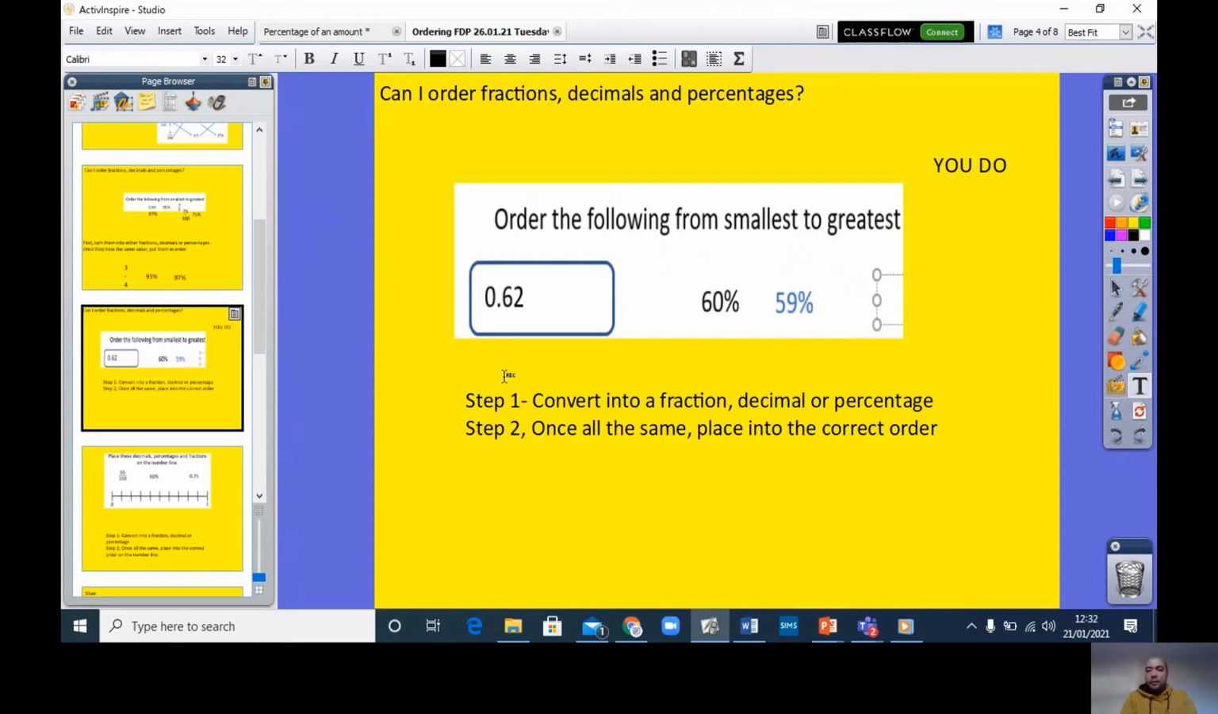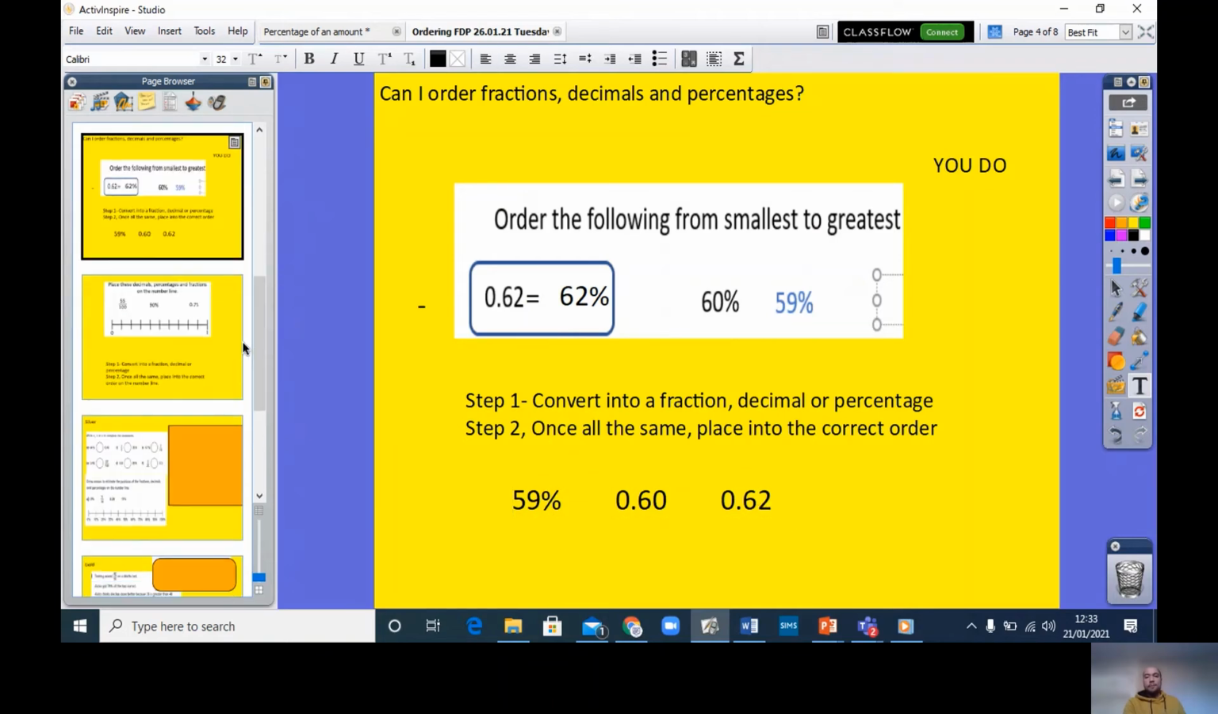Okay, so you should have seen, if we were turning this into a percentage, that's 62 over 100, so 0.62 is the same as 62%. So we've got 62%, and then suddenly our order is clear. The smallest is 59%, then it goes 0.60, and then 0.62, which is 62%. But we put our original question here. Brilliant, let's move on.